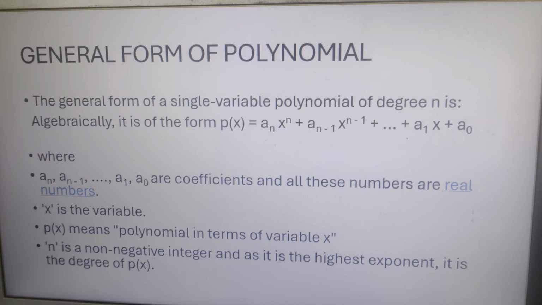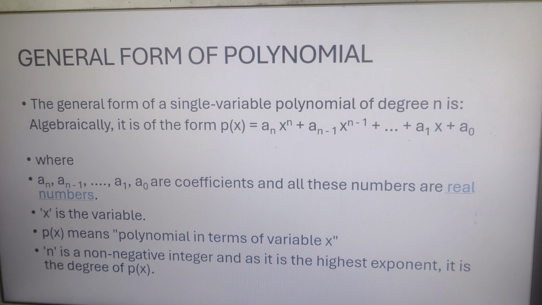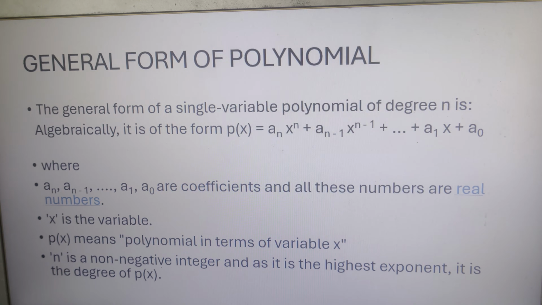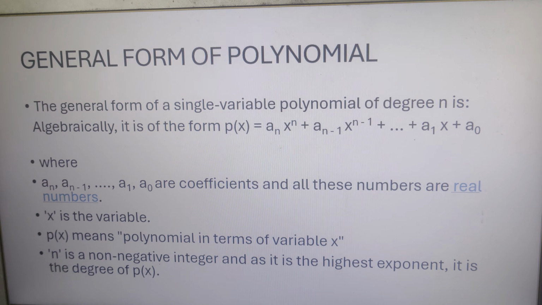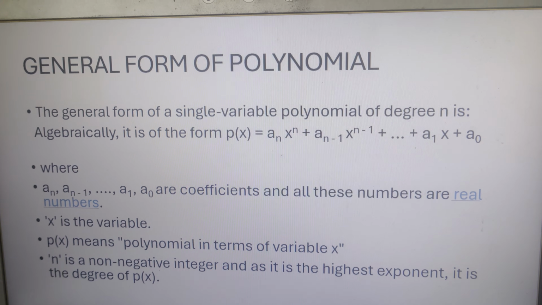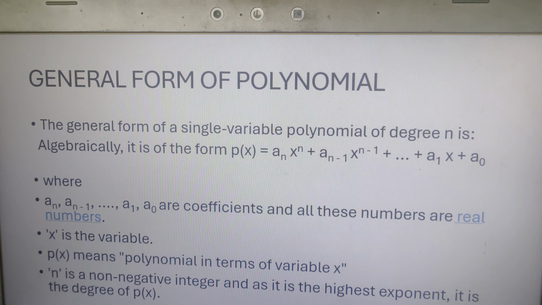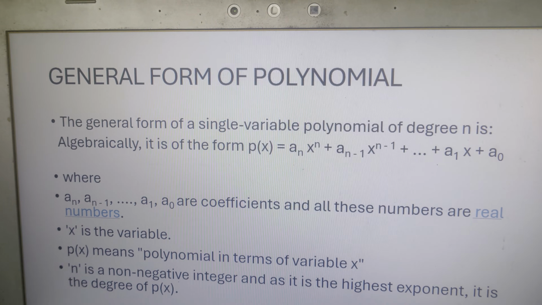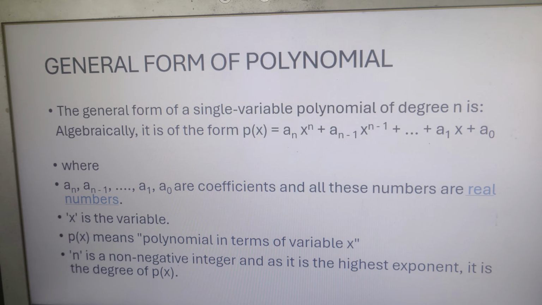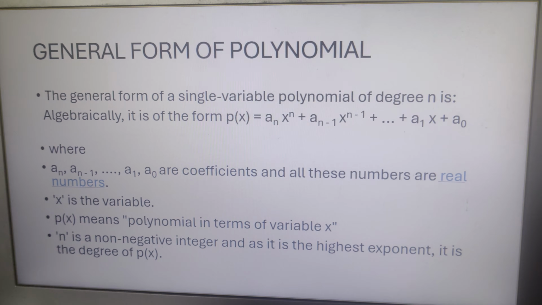The general form polynomial in terms of the variable x, we represent as p of x. The highest exponent of x will always be the degree of the polynomial, and n should always be non-negative, starting from 0 to infinity. It should not be a fraction, and it cannot be negative. When it is negative, then it is no more a polynomial. So this is the general form that we already discussed in the previous video.